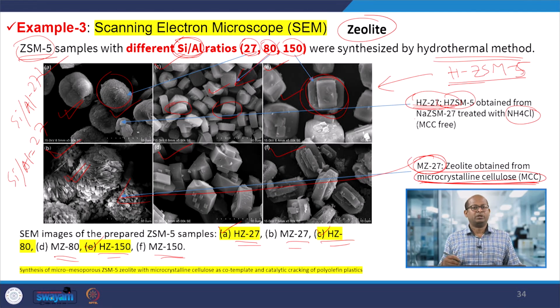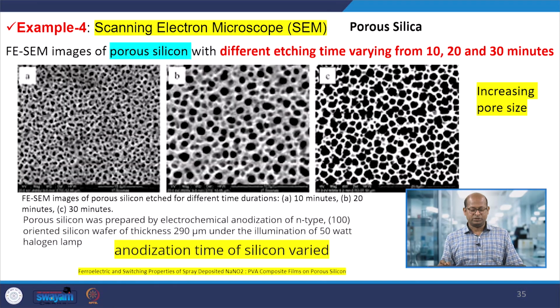So depending upon the elements that we are using to prepare the materials, their ratio is very important. At the same time, the source matters: sometimes the materials are prepared by a specific method, and from which source we are using them, depending upon that the structural properties would also change.